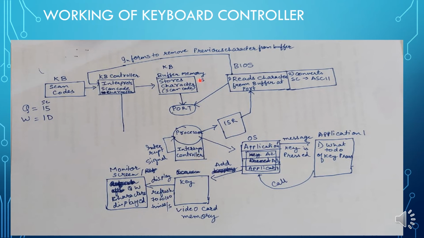And one more thing, if second character is pressed, what will happen? If second character is pressed, then previous character is removed from the buffer of the keyboard, and second character is added to the buffer of the memory. So here was the working of keyboard controller.